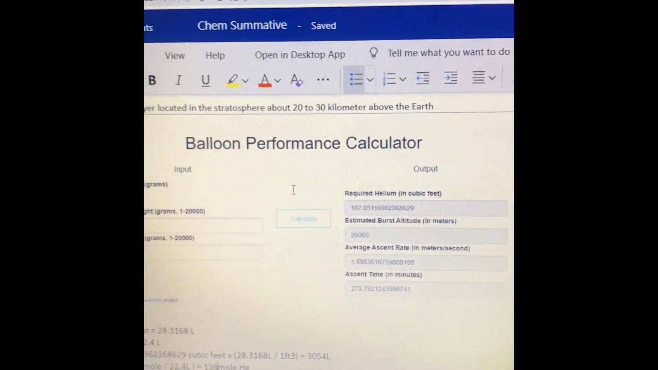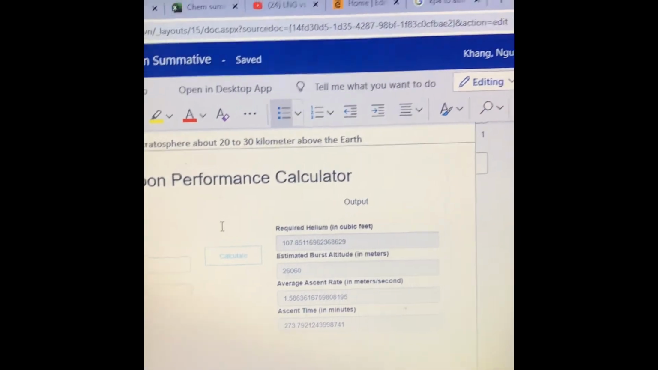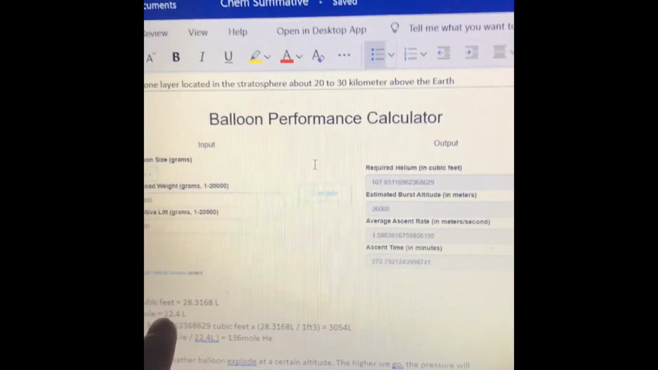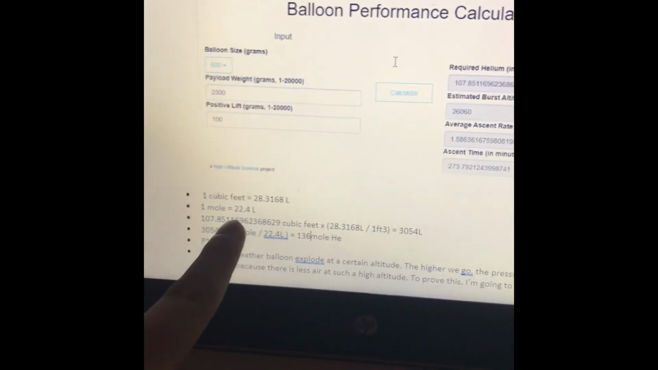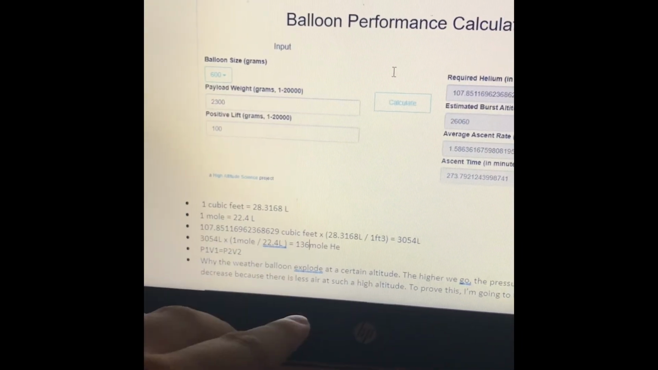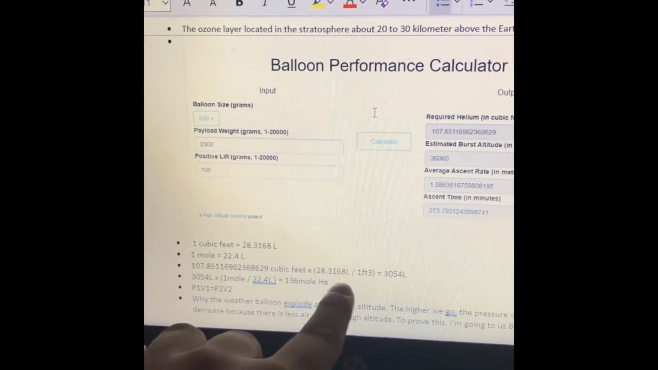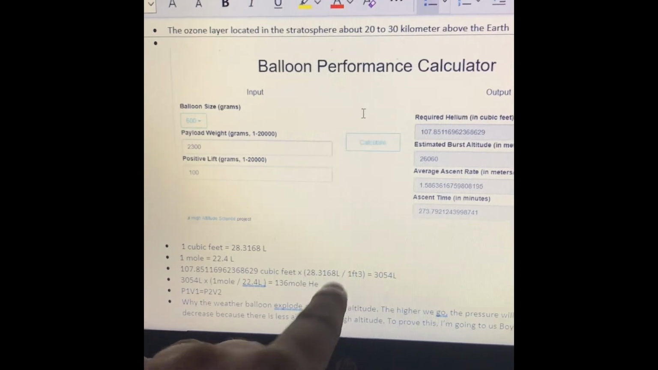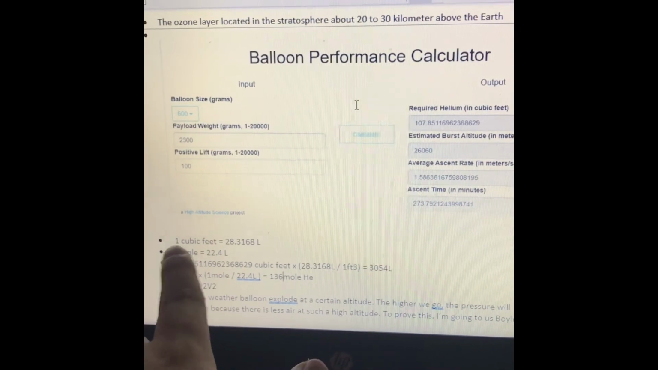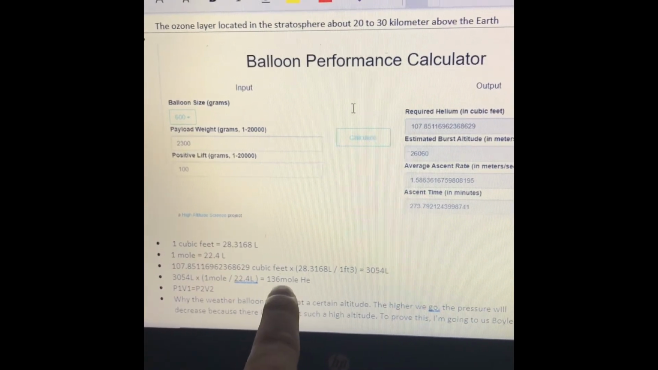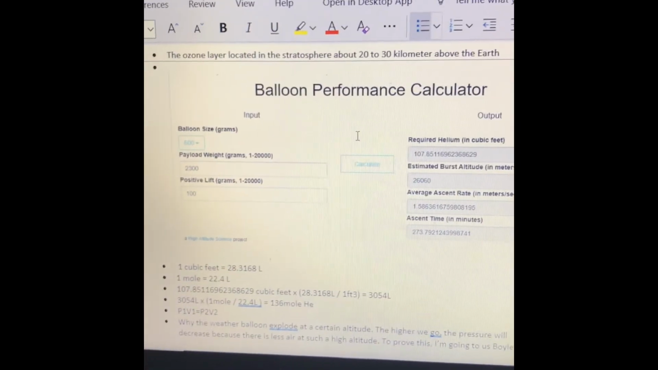So if I want to find the moles of helium, I need to convert cubic feet to liters to moles. One cubic foot is equal to 28 liters, and 1 mole equals 22.4 liters. So I take the cubic feet number times 28.316, which equals 3,554 liters. Then I divide this by 22.4 and I get the moles, 136 moles of helium that it requires to go up.